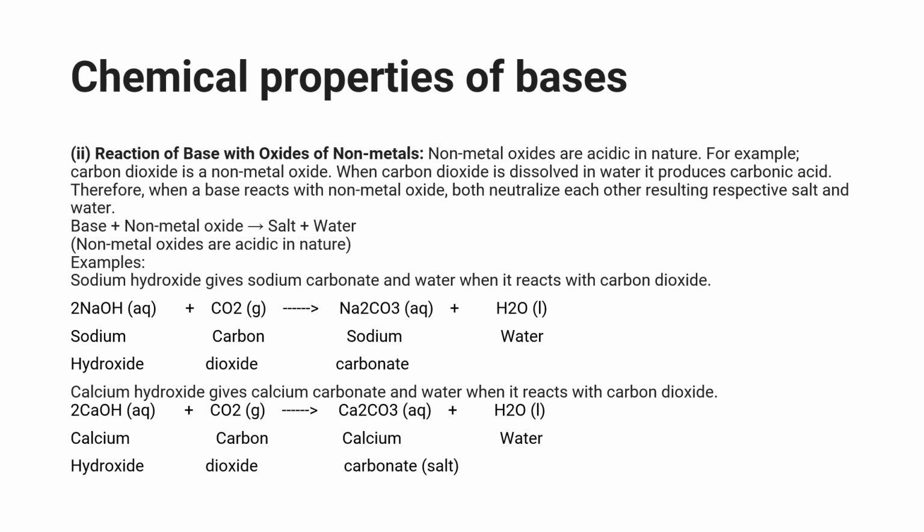Second property, reaction of base with oxides of nonmetals. Nonmetal oxides are acidic in nature. For example, carbon dioxide is a nonmetal oxide. When carbon dioxide is dissolved in water, it produces carbonic acid. Therefore, when a base reacts with a nonmetal oxide, both neutralize each other, resulting in the respective salt and water. Base plus nonmetal oxide gives salt plus water.